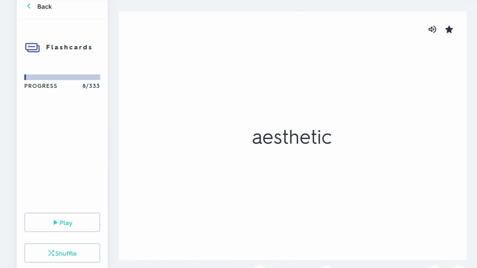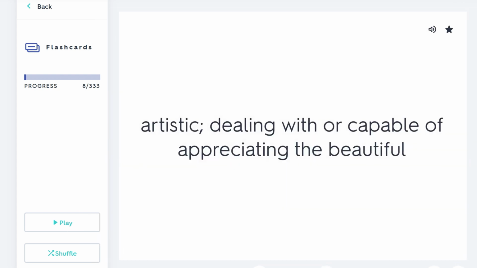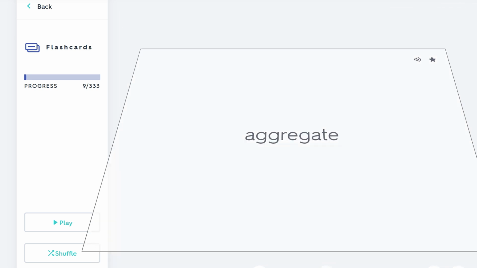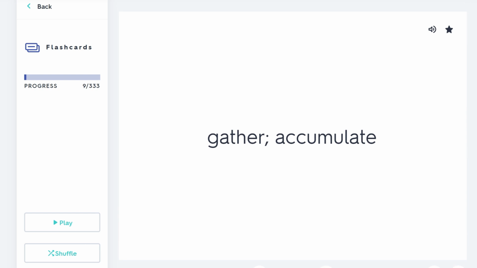Ascetic. Artistic, dealing with or capable of appreciating the beautiful. That was an incredibly ascetic design of that hotel. It looks amazing. Created like a piece of art. Aggregate. To gather or accumulate. We aggregated the data that pointed towards the conclusion. We gathered it together.